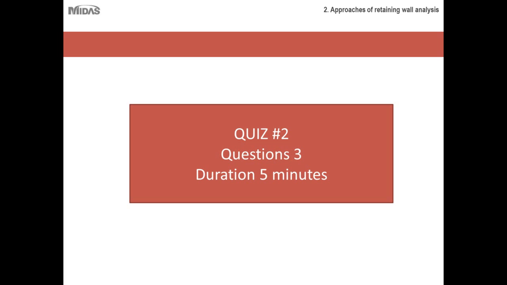So I hope that explanation was clear enough, and it's time for quiz number 2. Similar to the previous quiz, you will have 3 questions and 5 minutes.